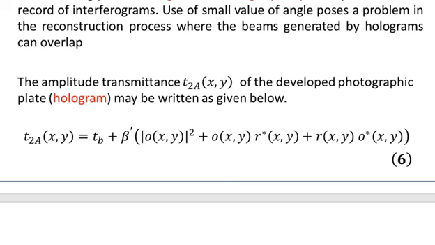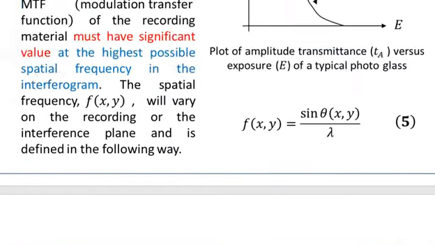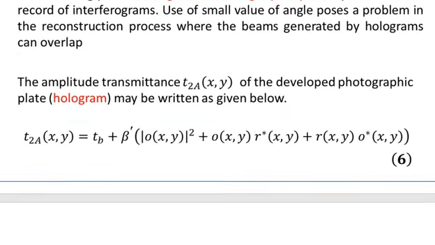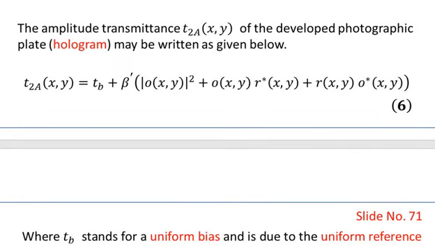The amplitude transmittance, we are now writing as T_A, because we have already used T previously. So T stands for the transmittance, A stands for the amplitude, because we are here talking about the amplitude transmittance of the hologram. So the amplitude transmittance T_A as a function of x, y of the developed holographic plate, which we call hologram, may be written as given below.